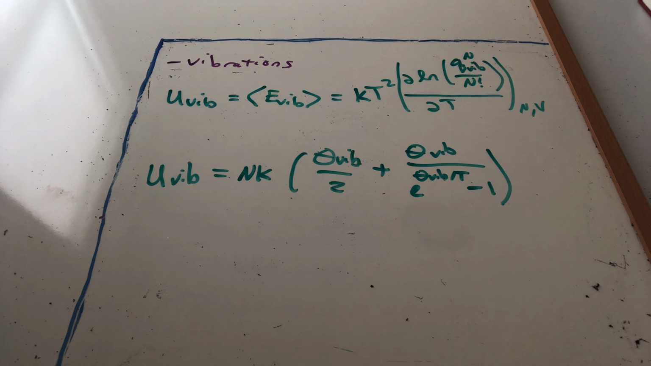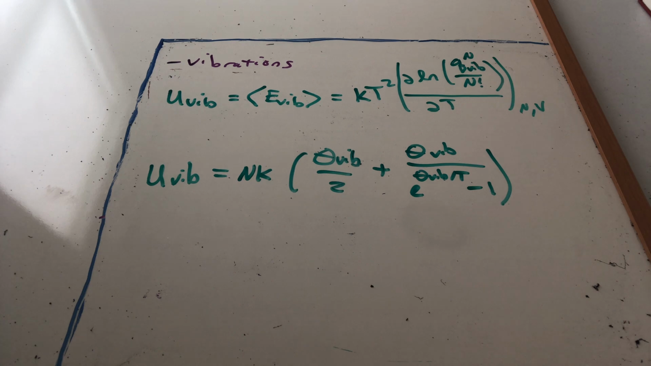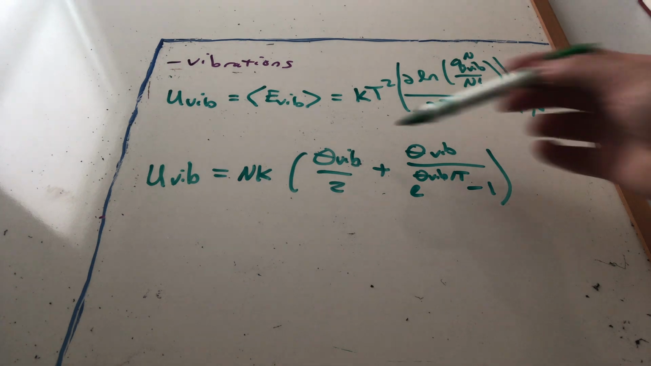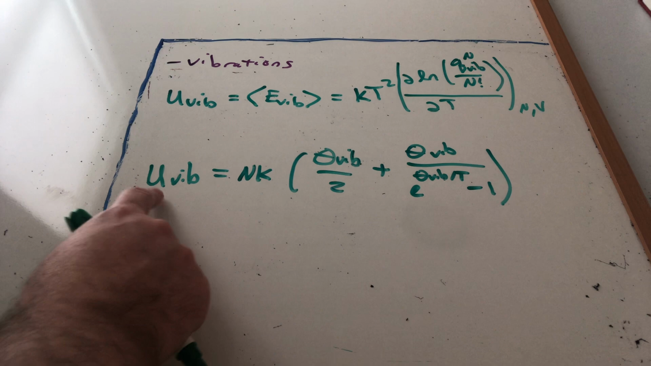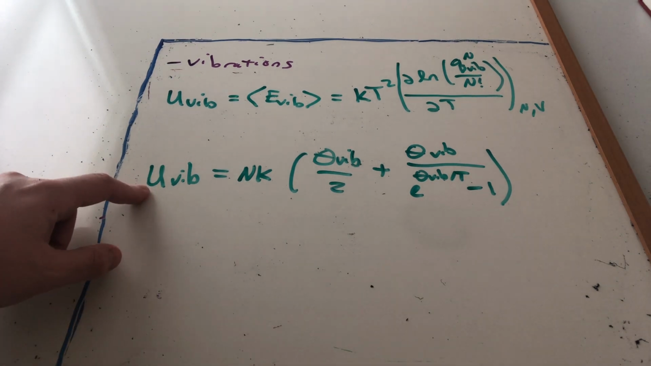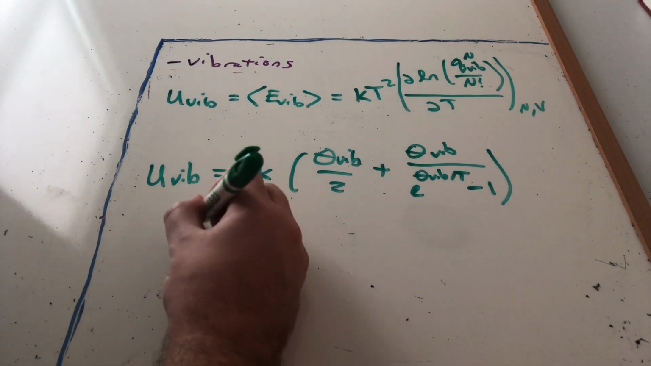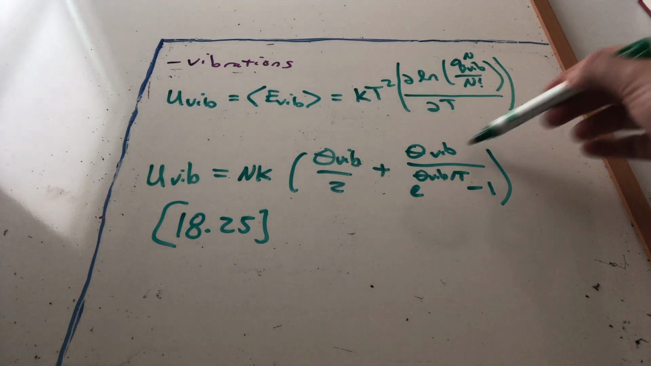For u trans, we got 3 halves nkt, a nice simple form. You might be asking yourself, where's t? T is here in terms of actual changes in this value based off of temperature. But also remember that these thetas are temperatures themselves. So this is the contribution to the total internal energy based off of vibrations. This is 18.25 from your book, and it walks you through the math.